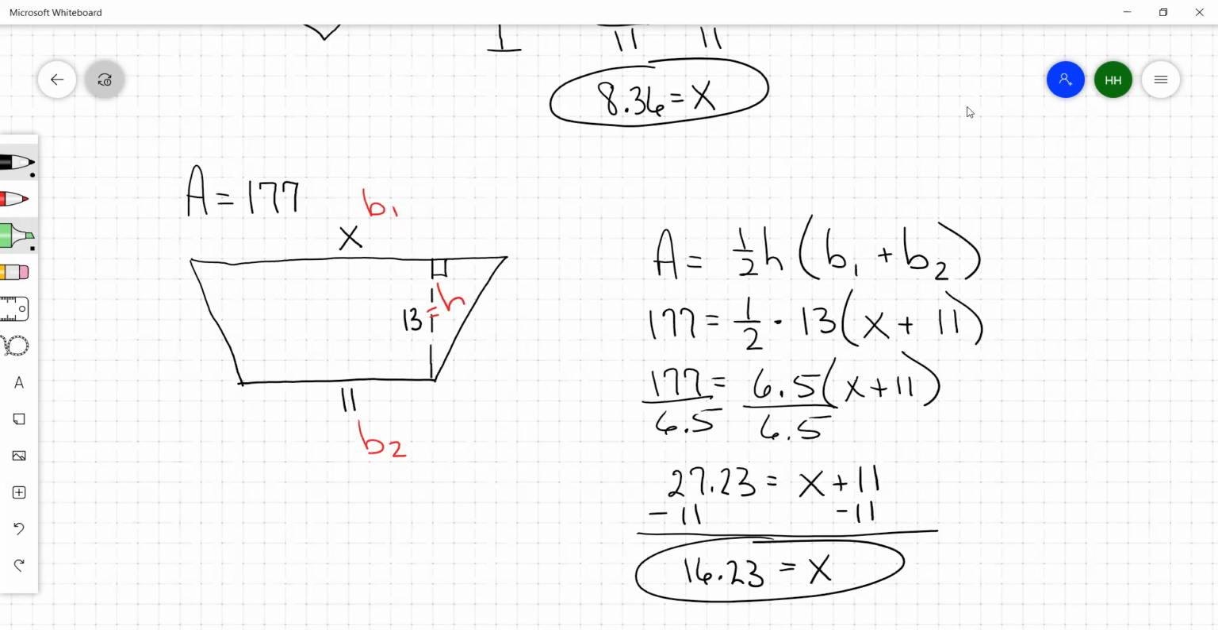All right, so any questions on anything we talked about today? That's finding the area of trapezoid, rhombus, and kites. Good, good. Questions?